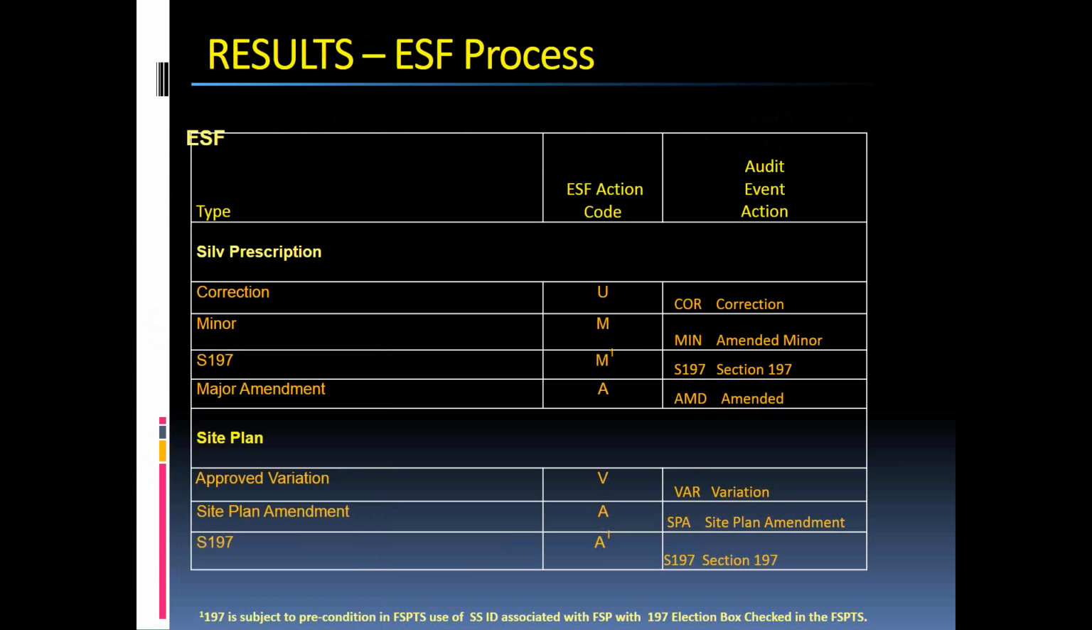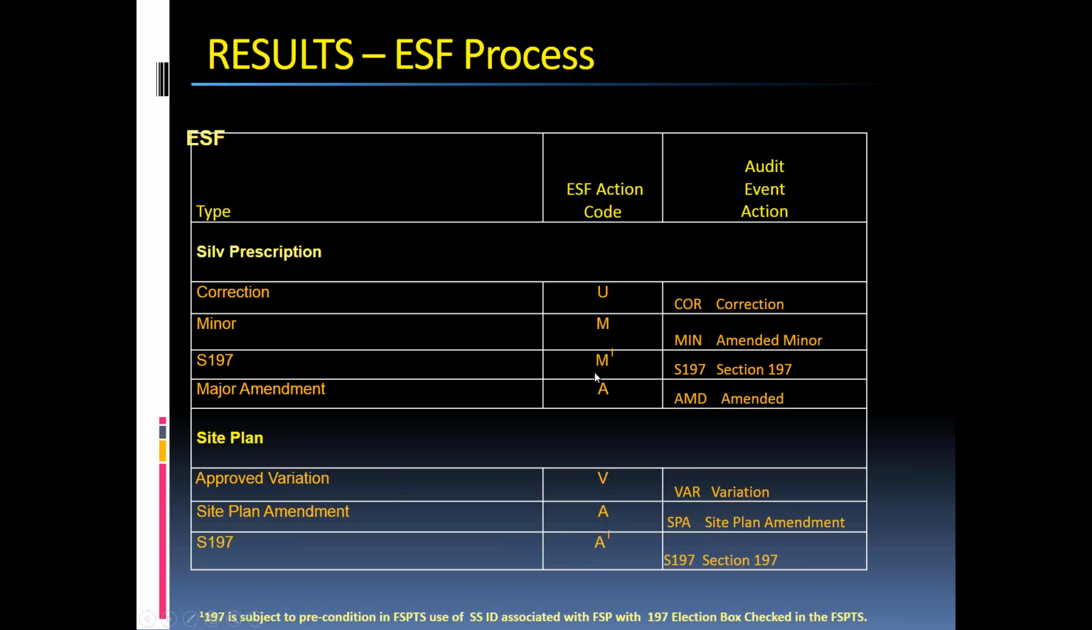For Silviculture Prescription, we have action code U for corrections, M for minor amendments, M as well for doing Section 197 rollovers, and A for a major amendment requiring approvals. Then for site plans we have V for approved variations, A for site plan amendment, and we use A as well for Section 197 rollovers. For the situation of the Section 197 rollovers, the system will know it's a rollover based on certain criteria of how you set up your file and the information that you provide, and we'll go through that also in the examples later on.